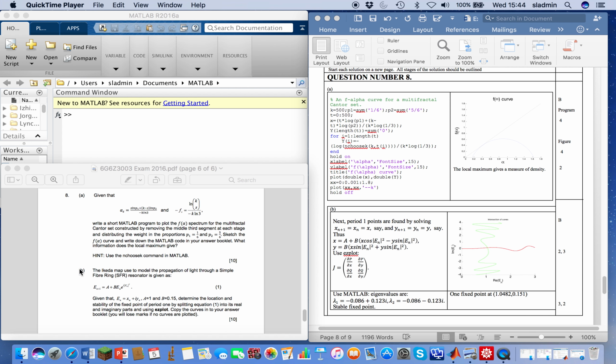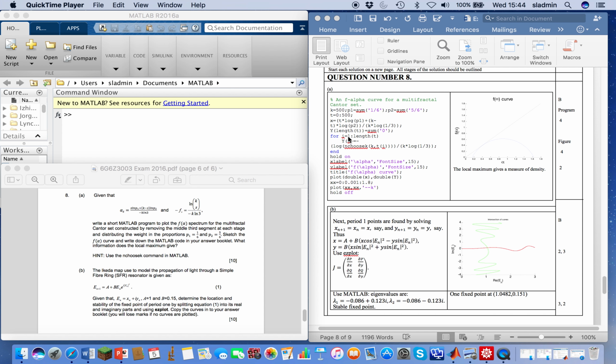So for part A, we just have to remember the code in order to plot an F alpha curve. We're given the formulae for alpha and S minus F of S. So those will appear here. So we start with K is 500. Here are our values for P1 and P2 when constructing the multifractal Cantor set. So P1 is 1/6, P2 is 5/6, and we want to leave these as fractions, so we use the sym command. The parameter T is our S, so T is going to go from 0 to 500. So here is X, the formula for X, which is given by the alpha.